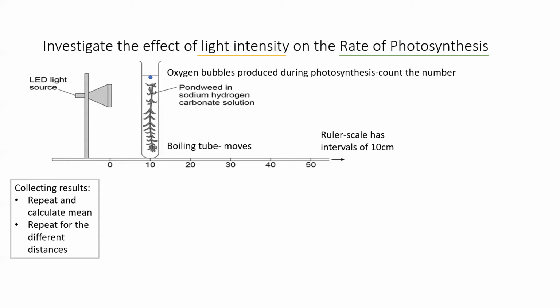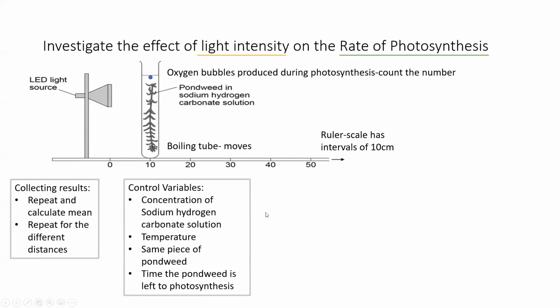So within your method, you're stating the variables, the equipment associated with it, and the collection of results with the repeating. Now, they could ask you for some control variables. What you've learned is that photosynthesis is affected by the chlorophyll concentration, carbon dioxide concentration and temperature. So in this investigation, you need to keep temperature controlled, keep it the same. You need to keep the carbon dioxide concentration the same, and you do that through the concentration of the sodium hydrogencarbonate solution. The chlorophyll, you need to make sure that you're using the same pondweed sample each time.